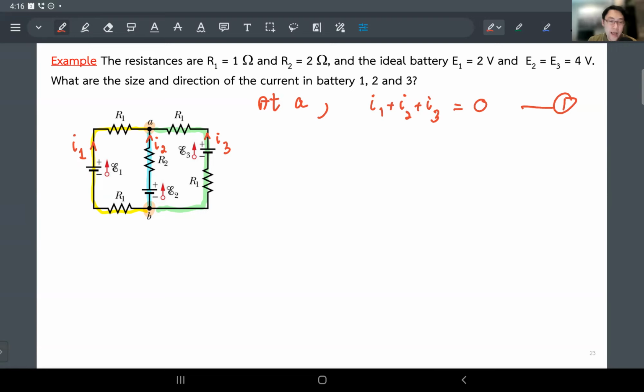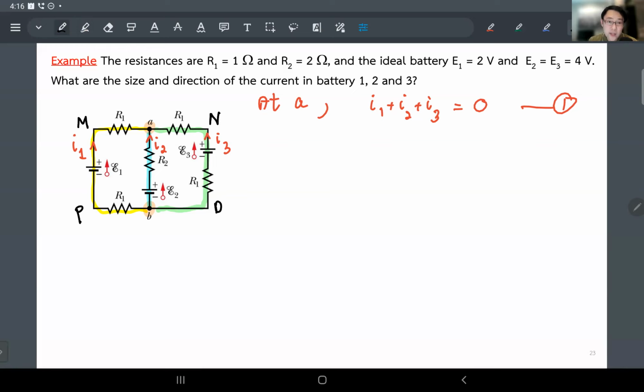All right, now what else can we do? Next step, we're going to apply the loop rule. So you just have to pick a loop out of a few loops that you can see in here. Let me assign the corners some names here. All right, so now pick any loop you like.